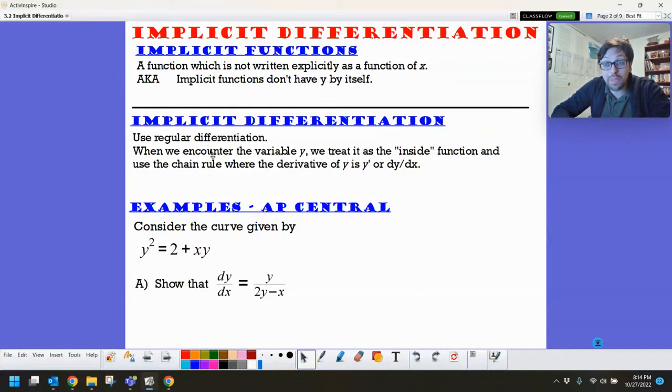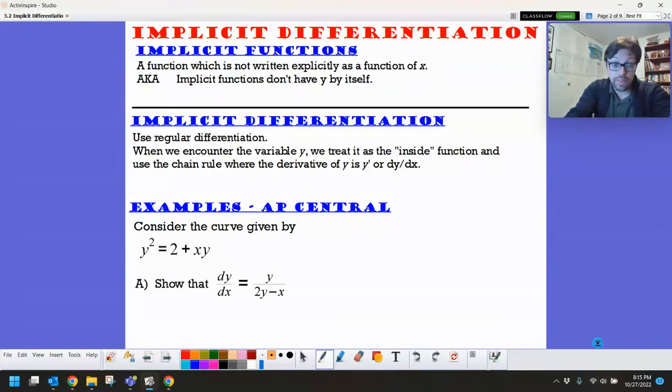To do implicit differentiation, you need to find the derivative normally, but when you encounter a y, you treat it as a y prime or a dy dx. So we've got this function, and we want to show that its derivative is this using implicit differentiation. Lost my pen for a sec.